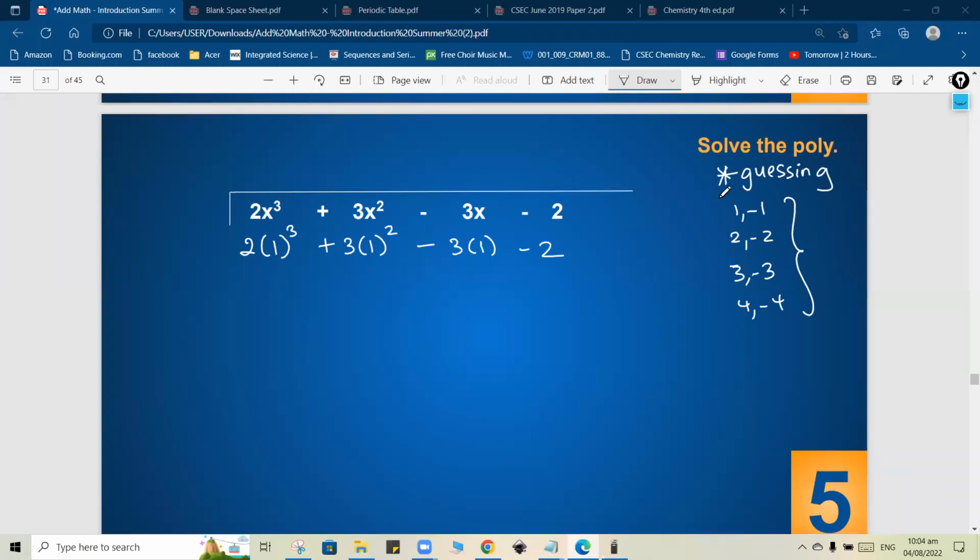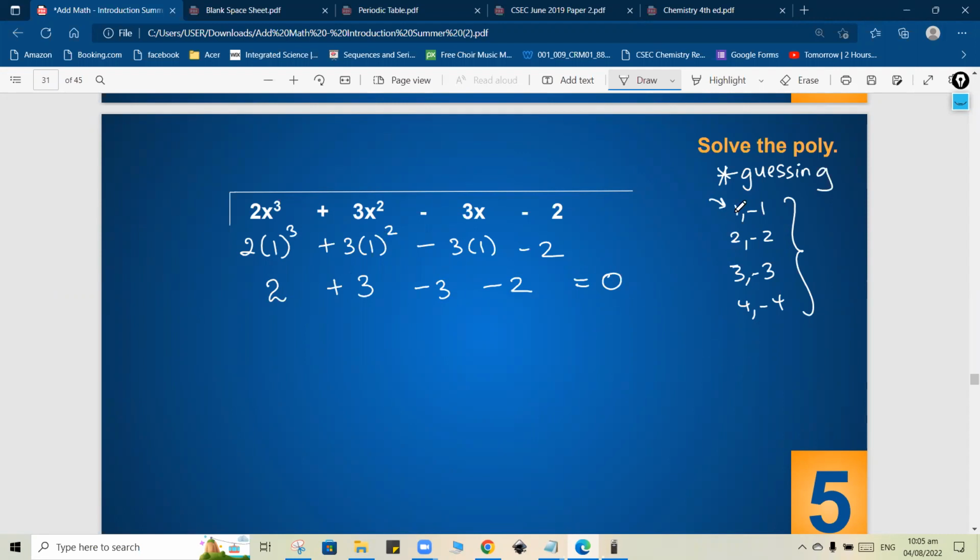So we're test running 1. So let's work out this. 1 cubed is 1, 1 by 2 is 2. 1 squared is 1, 1 by 3 is 3. 3 by 1 is -3, -2. When we work this out, we will definitely get 0, right? Which is good. Our first guess happens to work, and in the exam when that happens, count it as a blessing, right?